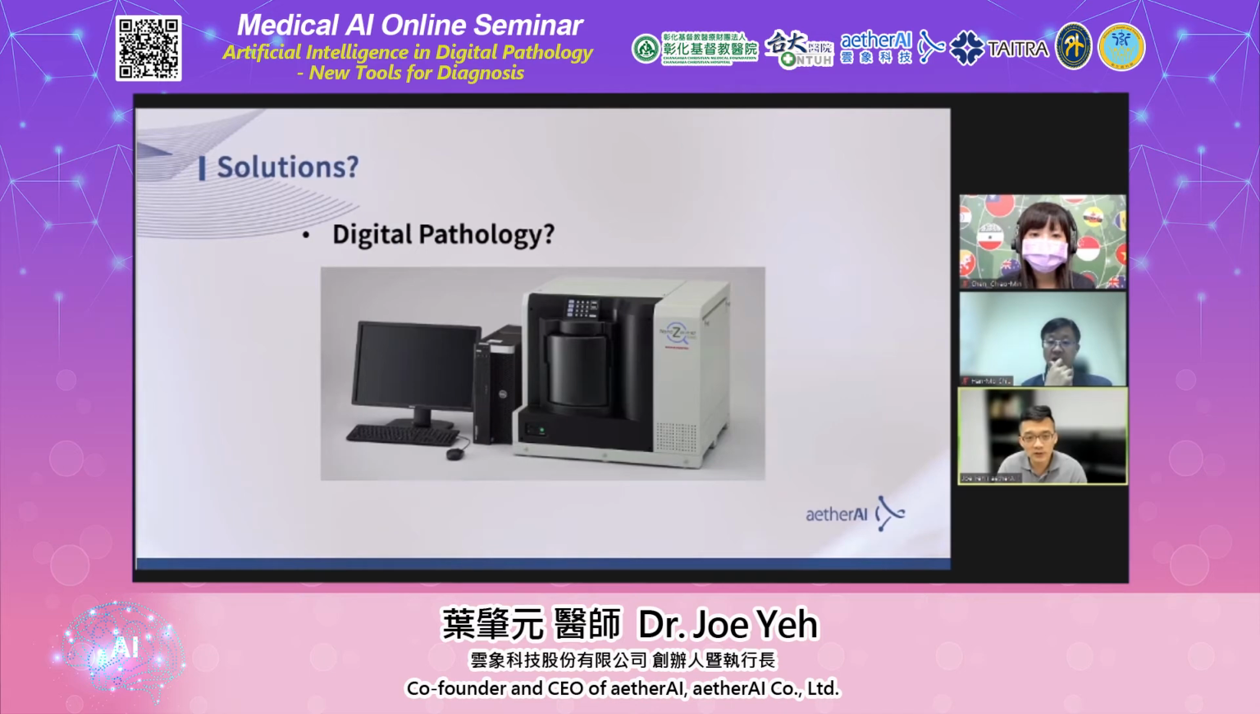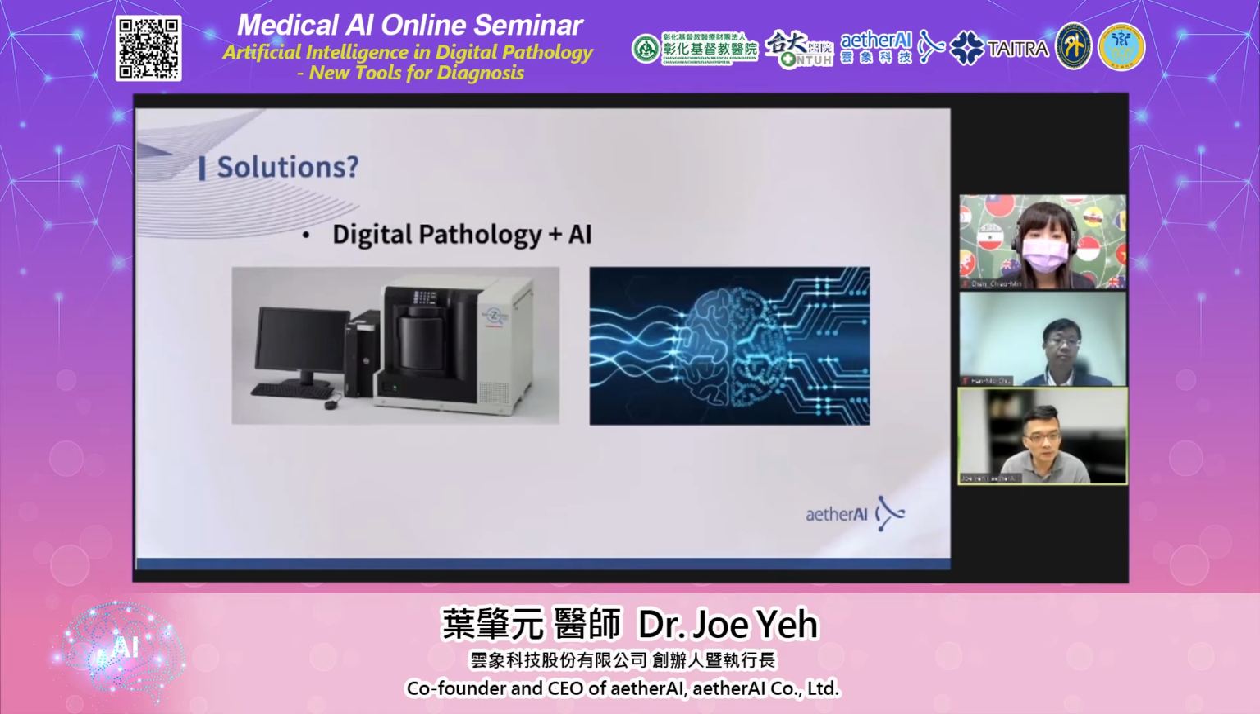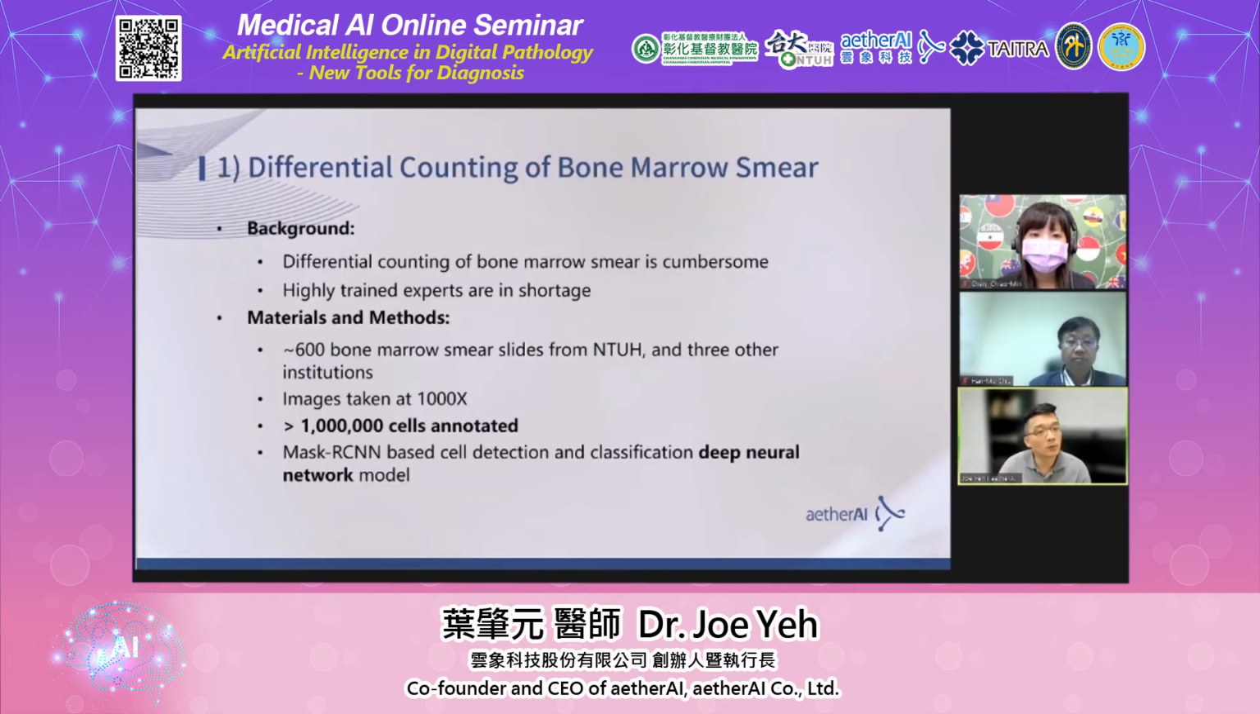Is digital pathology the solution? It is hardly the solution because now with digital pathology, you still have to deal with the problems of visual estimation. But we believe that the combination of digital pathology and AI is the future. So now I'm going to move on to some real examples that we have been developing at aetherAI. The first example is differential counting of bone marrow smear. A bone marrow smear is a procedure patients have to undergo when they're suspected of having hematologic disease.